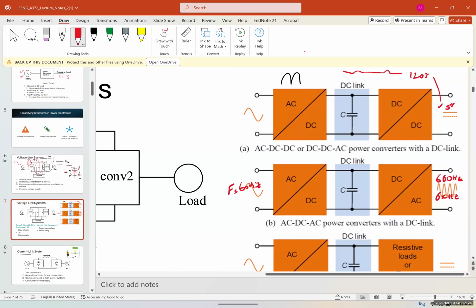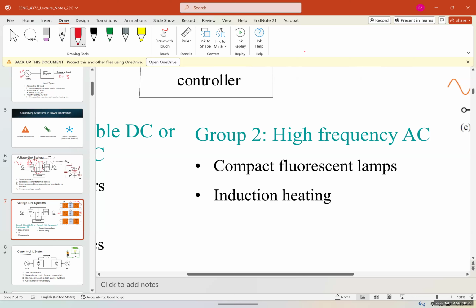So group one, adjustable DC or low frequency AC. We have the DC and AC motors. We have the UPS, which are the power storage systems. I'll explain more about them. And then we have the DC power supplies. And the group two, which are high frequency ACs, which are compact fluorescent lamps, induction heating, and also AC motors.